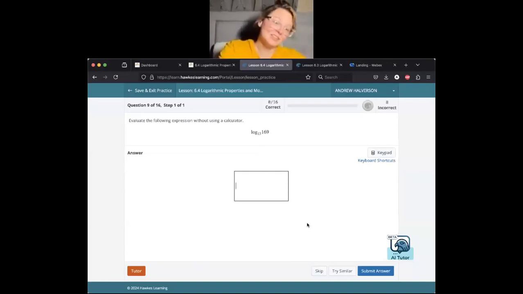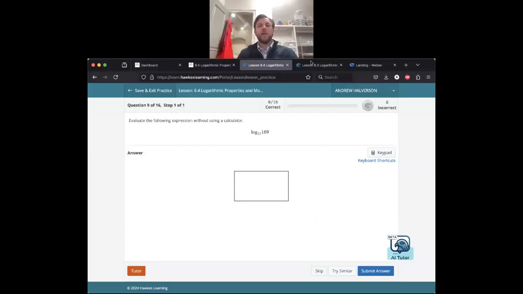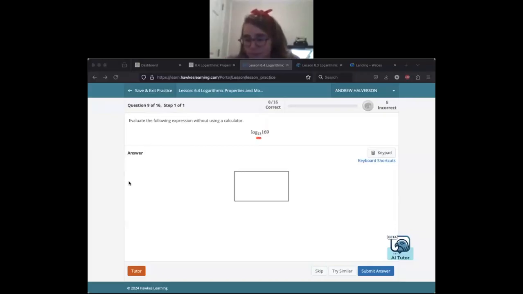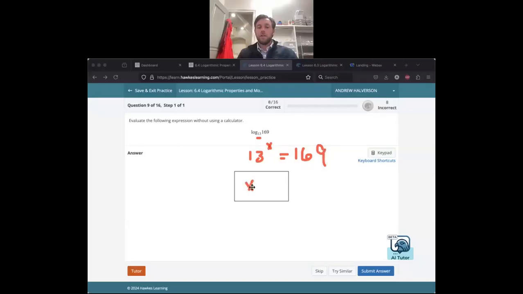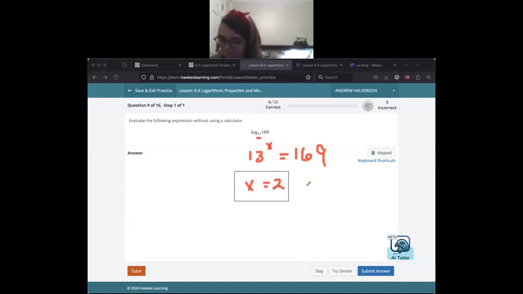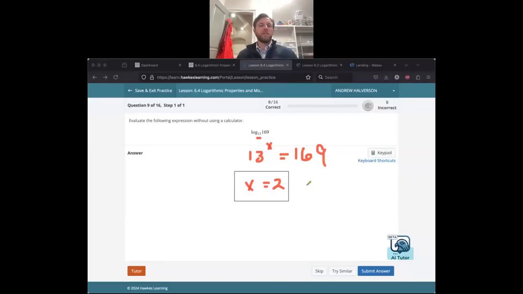Okay, so this one wants you to express it without a calculator, but you can use Desmos, you can use your calculator. Just remember, it wants you to simplify. So, is there a power that you can raise 13 to get 169? The answer is yes. Remember, just do the translation. The answer is 2, by the way. 13 squared is 169. That's one of the ones I memorized.